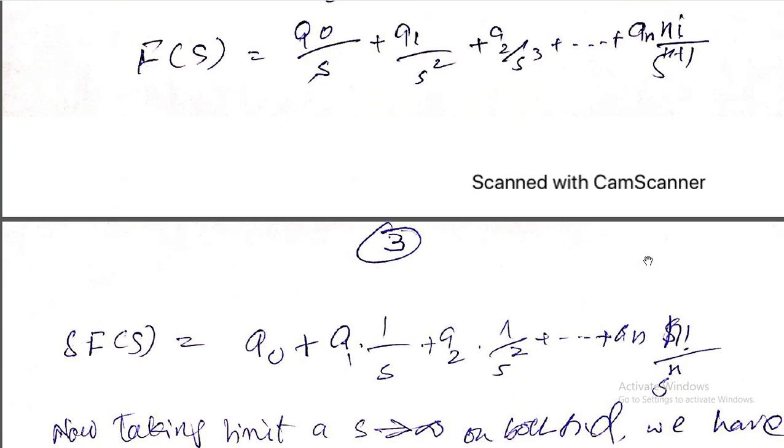So now we can write s f of s. We multiply both sides with s, so s f of s gives a naught, a1 by s, and the s will cancel with one s, so we will have 1 by s square plus up to n, and n factorial divided by s to the n, because we have multiplied by s.